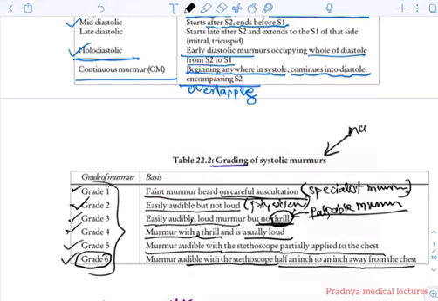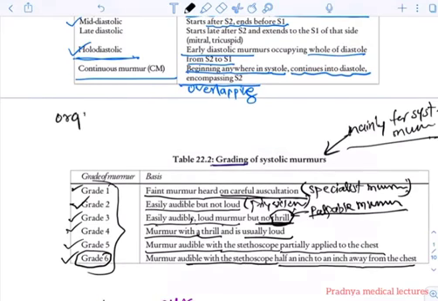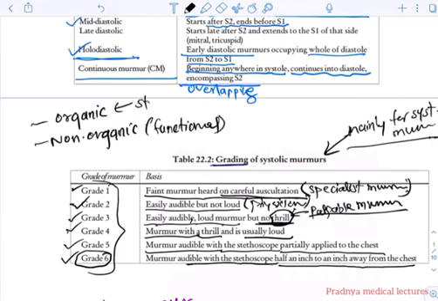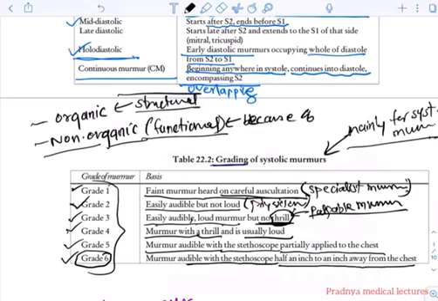The main point to understand is that grading is mainly for systolic murmurs, because systolic murmurs are more often organic, or they can be non-organic, such as functional. So what do you mean by organic? Organic means there is a structural heart disease. There is some actual heart disease which is causing the murmur, then we will say the murmur is organic. If there is no structural or functional defect in the heart, and still the murmur is occurring because of flow, it is called a functional murmur.